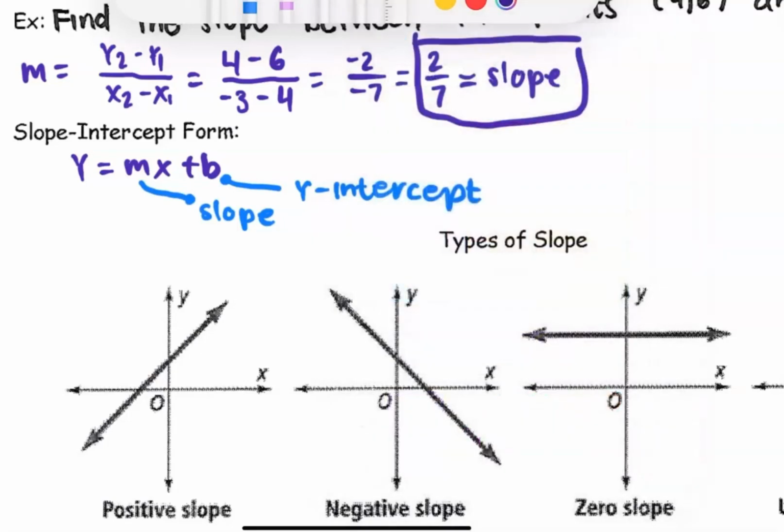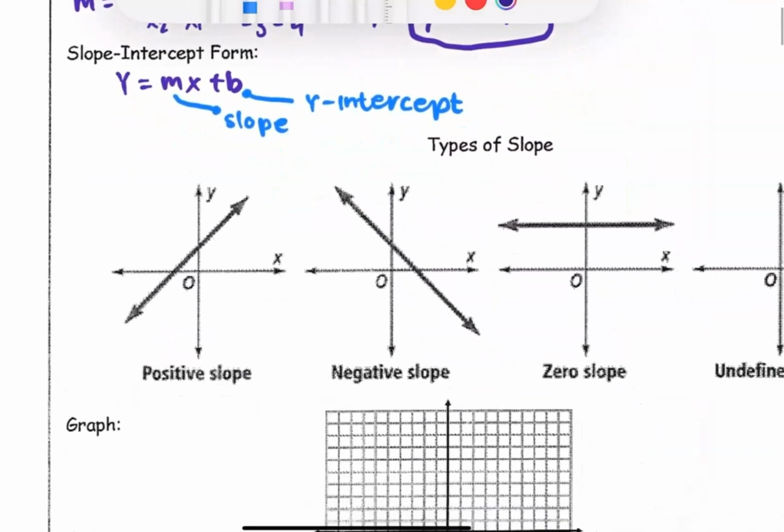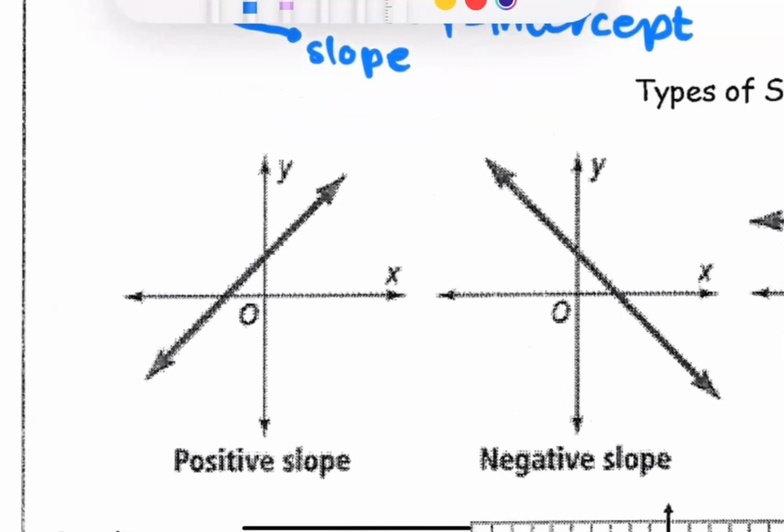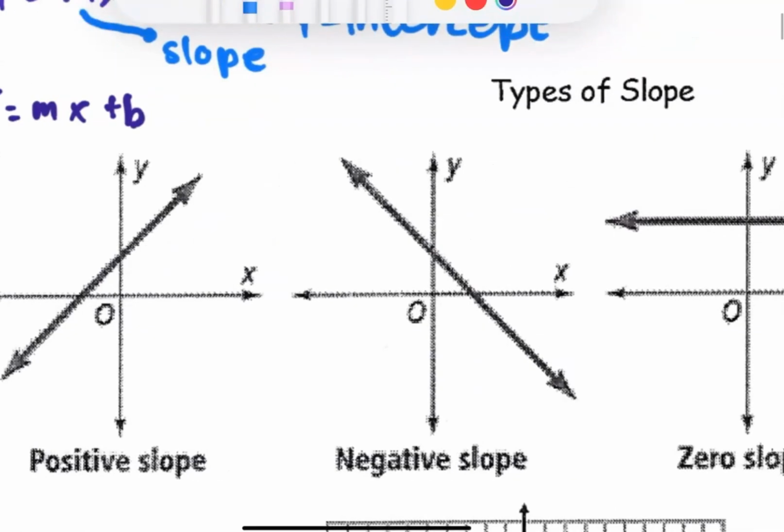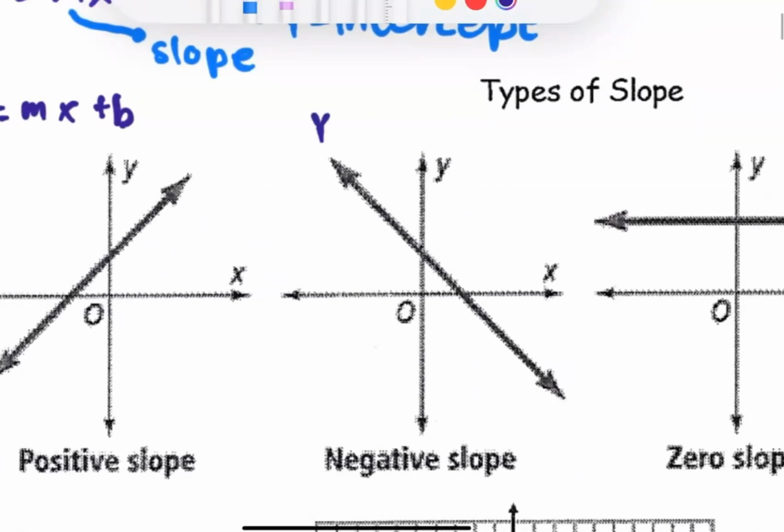Now we're going to go over types of slope. First of all, we have a positive slope right here. Positive slopes go up, and the equation for a positive slope is y is equal to mx plus b. Then we go over negative slopes. Negative slopes go down, and the equation for a negative slope is y is equal to negative mx plus b.